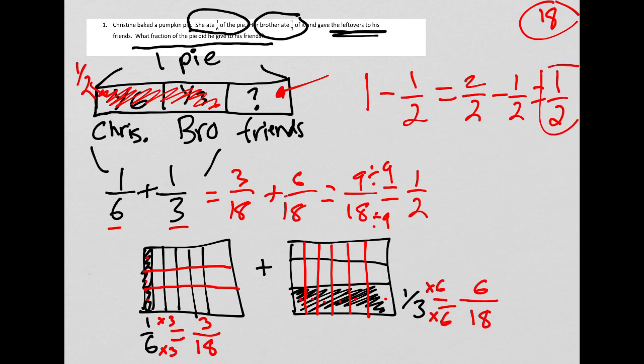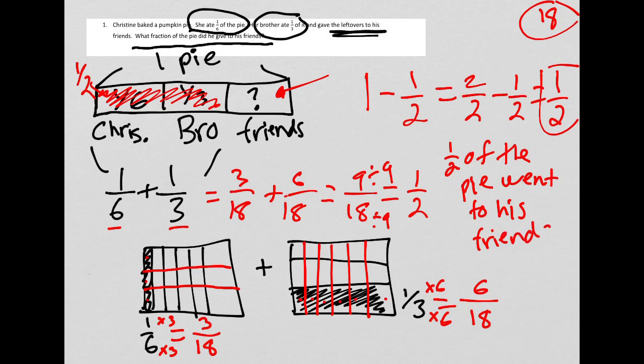So there was 1/2 of the pie that went to his friends. Because that is what the question is asking. What fraction of the pie did he give to his friends? So he gave 1/2 of the pie to his friends.